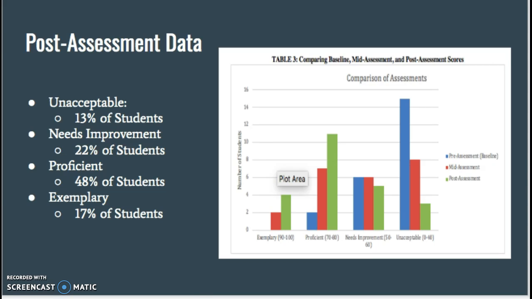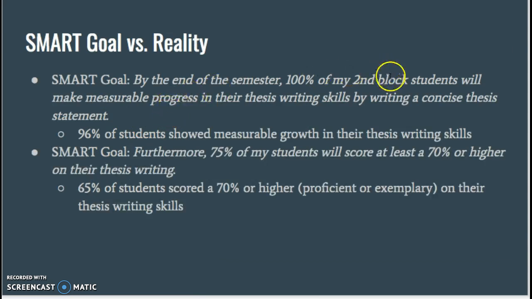Only 2 students scored unacceptable by the end. However, they did show improvement from their baseline assessment. So overall, 22 students out of 23, so 96%, showed growth from their first baseline assessment. Although I didn't meet my goal of 100% of students making progress, because of that 1 student who didn't turn in a mid or post, I really would call that a victory as far as students making progress.